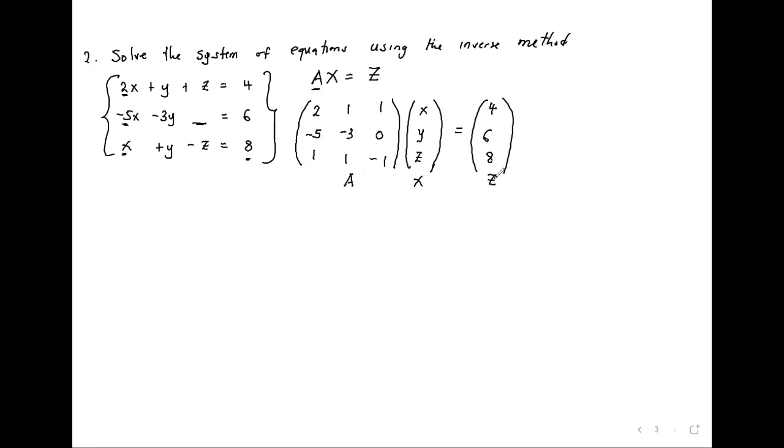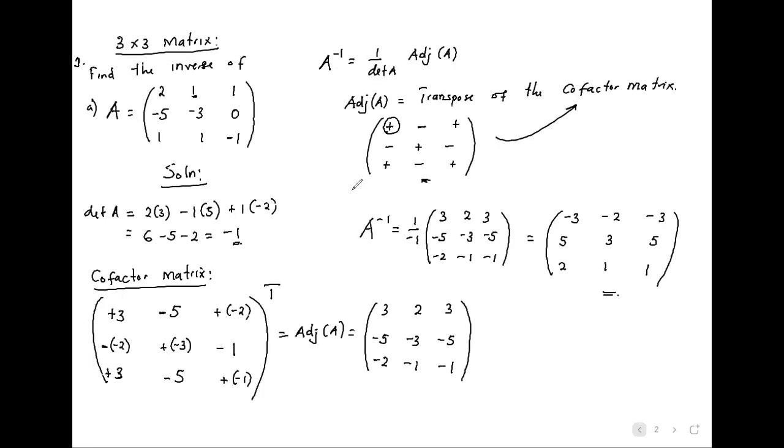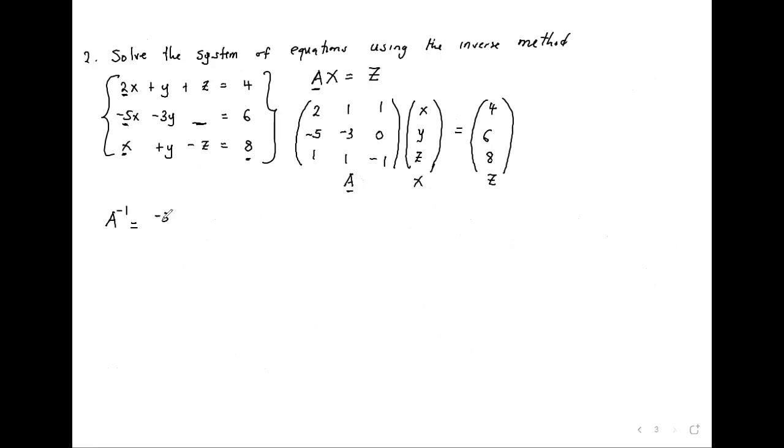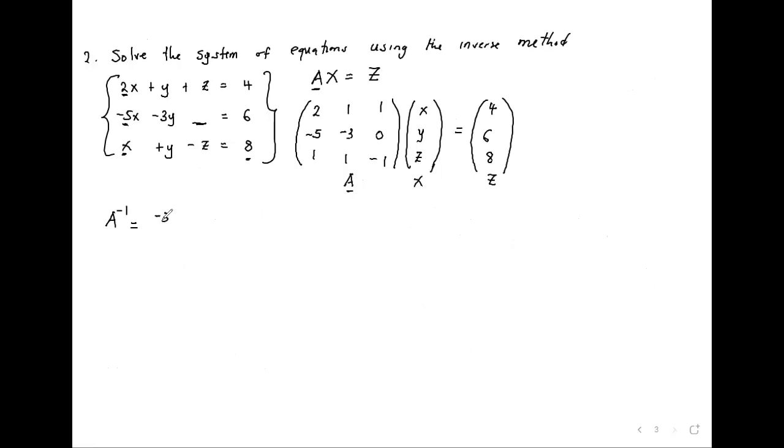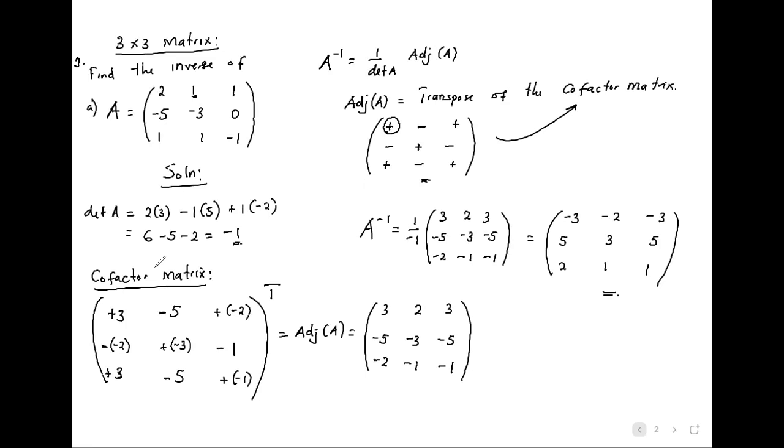Then from there, you find the inverse of A. So you need to find A inverse. Now the good part is that if you look at this A, it's exactly the A that we have this side. And so its inverse is already here. So the inverse of A is -3, -2, -3. And then 5, 3, 5.